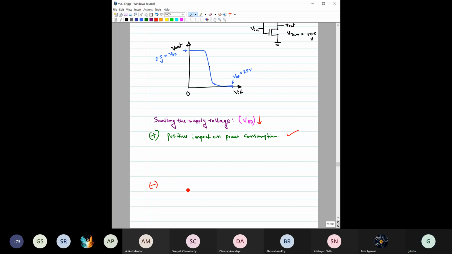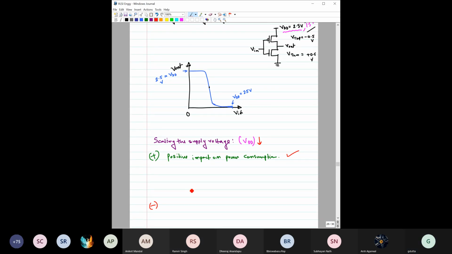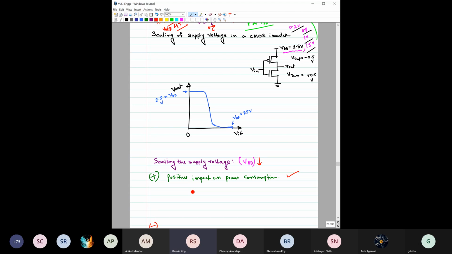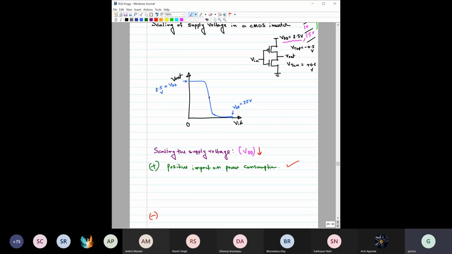There may be less headroom for gain. Why would there be less? What do you mean by less headroom for gain? Sir, the center point will be very low, so the gain swing will be very small, I guess. Yeah, swing. But how does that affect the inverter performance? If you have to make an amplifier, then only. For an inverter, I guess it will be fine. Okay.